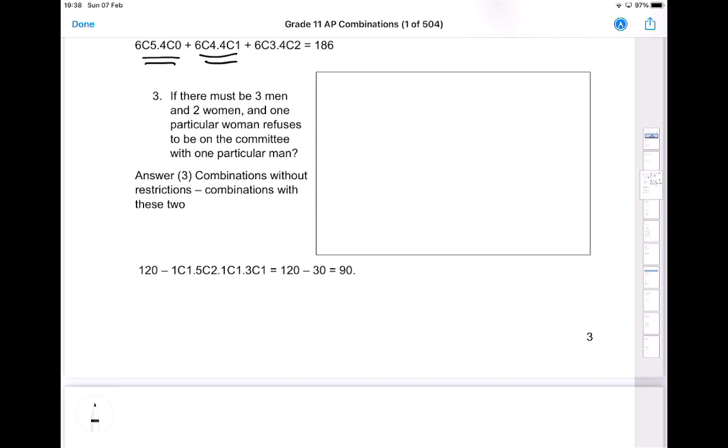And question 3 says, this time we still want a committee of 5, but there must be 3 men and 2 women. But the question says there is one particular woman who refuses to be on the committee with one particular man. Now that is very important. So one woman does not want to be on the same committee with one particular man.